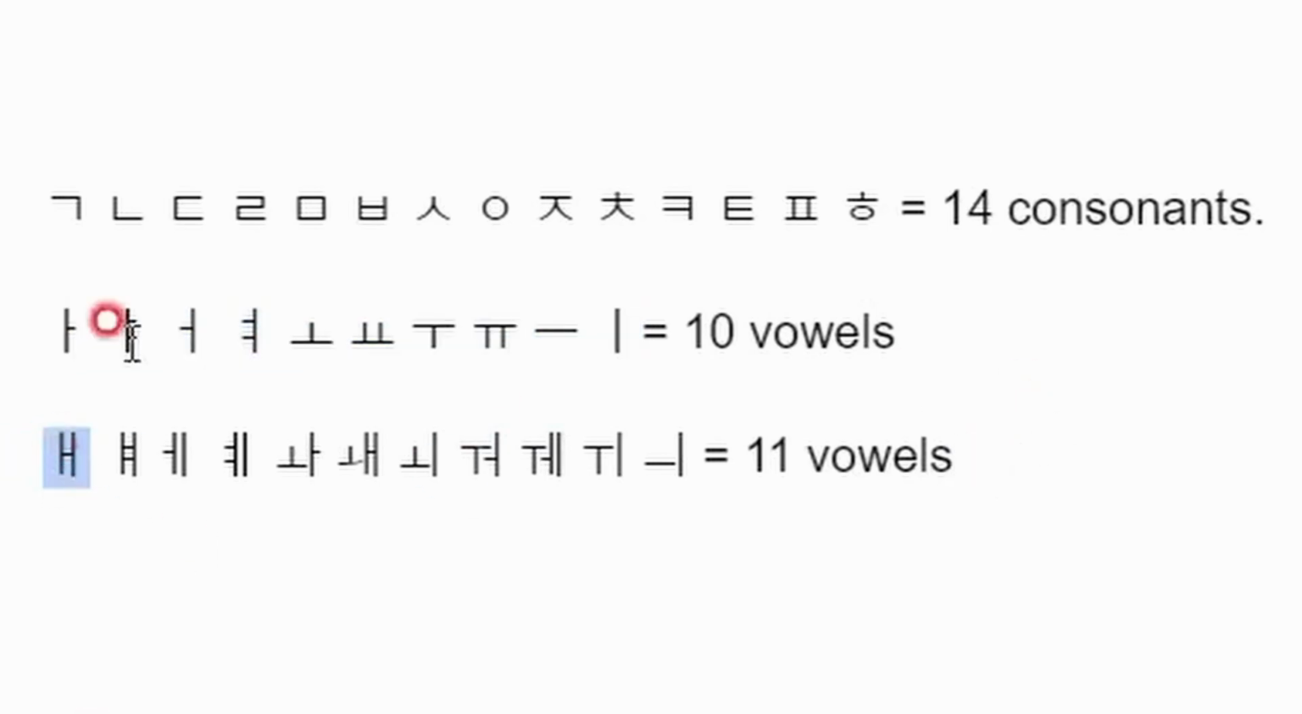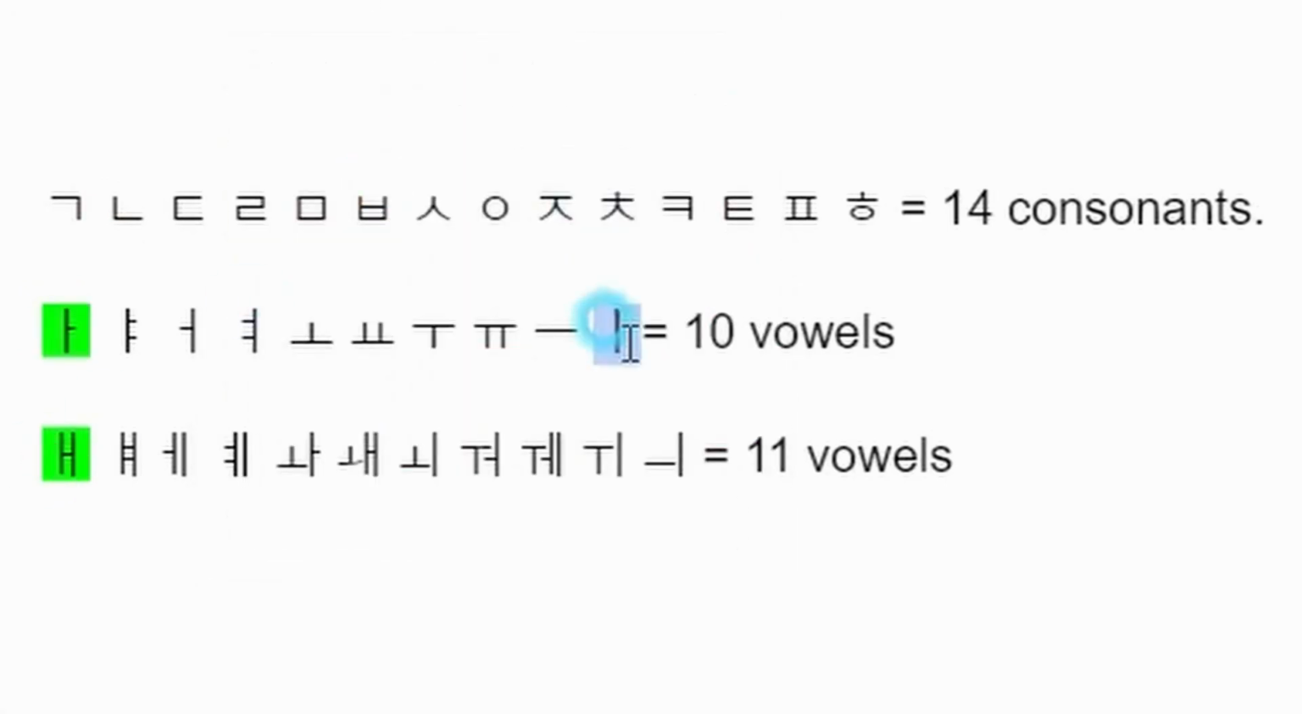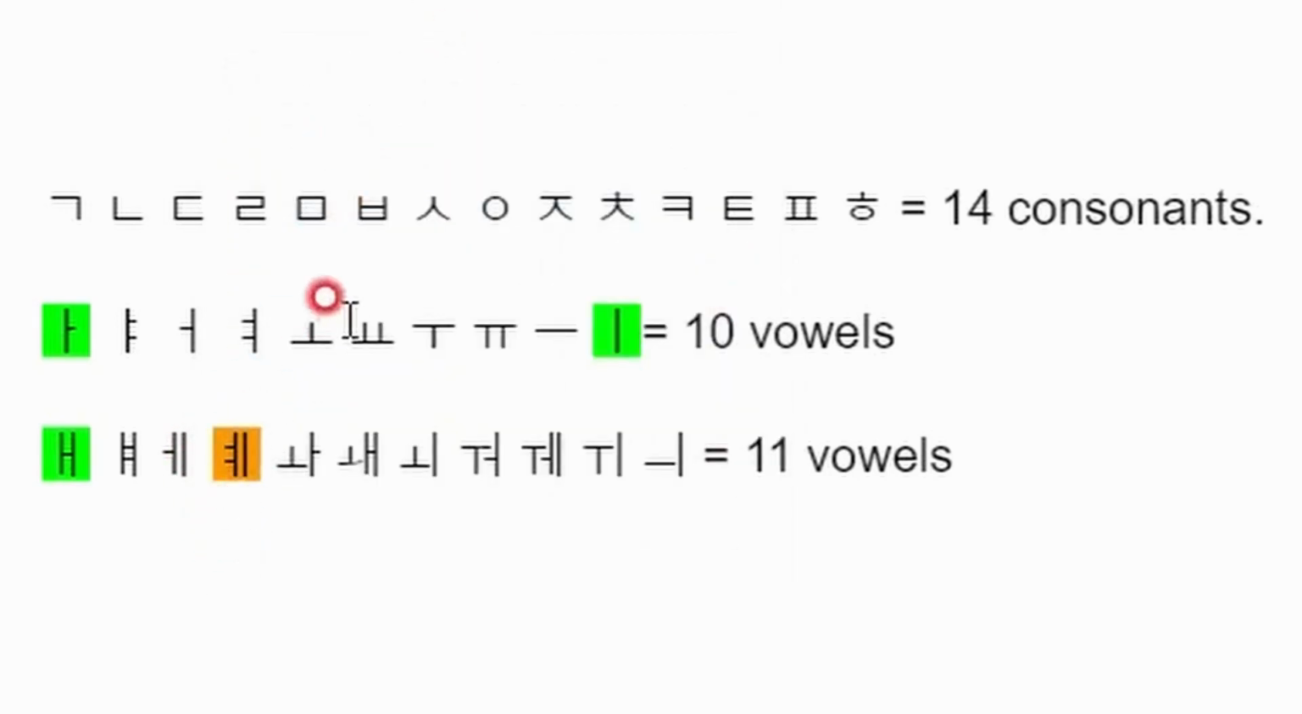For example, this vowel right over here, e, is made by combining this vowel and this vowel. This vowel right over here, I'll use different color, ye, is made by combining this one and this one. So these are the letters of Korean.